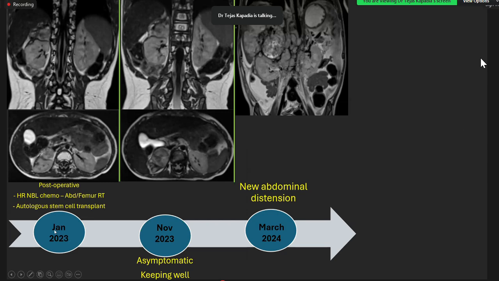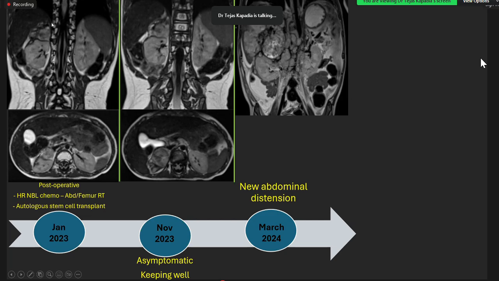Now, for the follow-up imaging from September 22 to Jan 23, this residual lesion is still there, and you can see it. They underwent a high-risk neuroblastoma chemotherapy followed by stem cell transplant. By November, they were asymptomatic, keeping quite well.